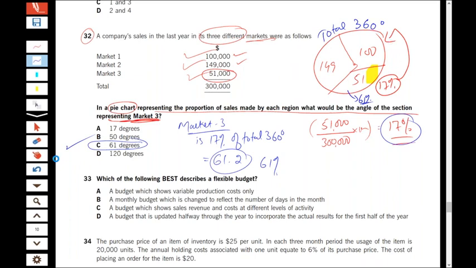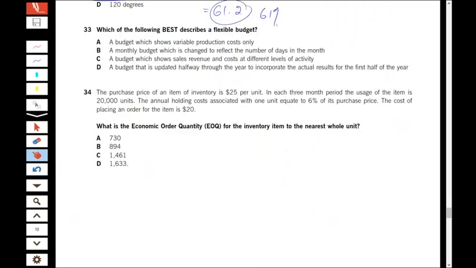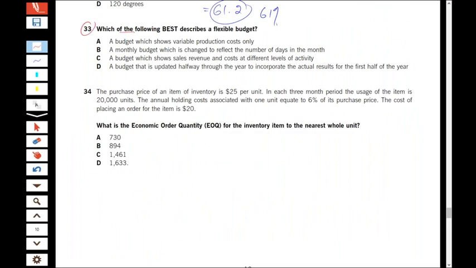Next, question number 33. Which of the following best describes a flexible budget? Yes, option C: a budget which shows sales and revenue costs at different levels of activity. That's all, it's very simple. Different levels of activity, we had covered.